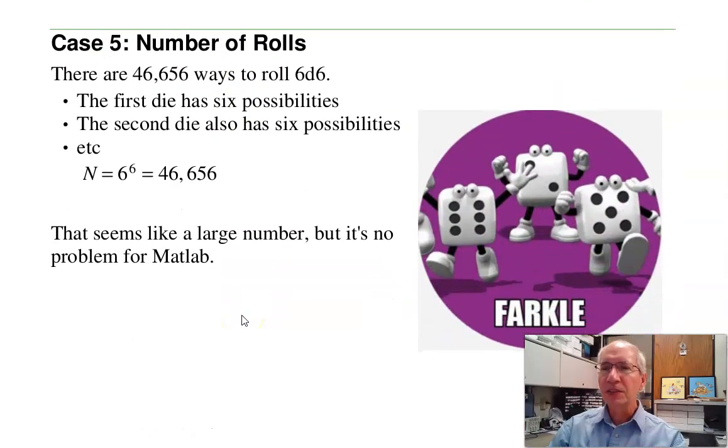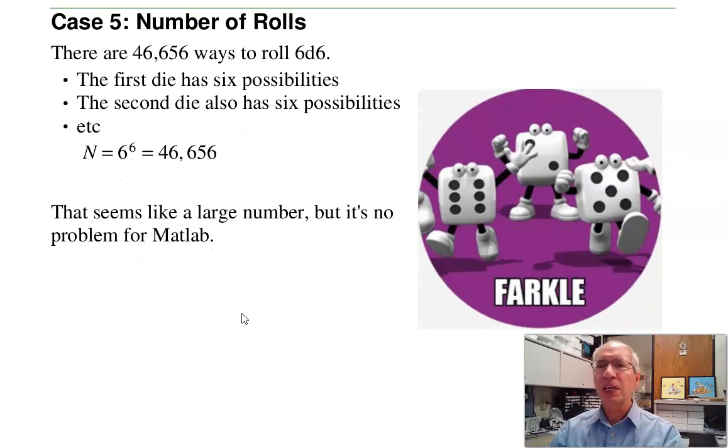Well, to do that, there's 46,656 ways to roll 6 dice. That's just 6 to the 6th power. The first die can have the numbers 1 through 6, the second die the numbers 1 through 6, the third die the numbers 1 through 6, and so on. So I've got to grind through 46,000 different combinations. Painful by hand, not a problem for Matlab.